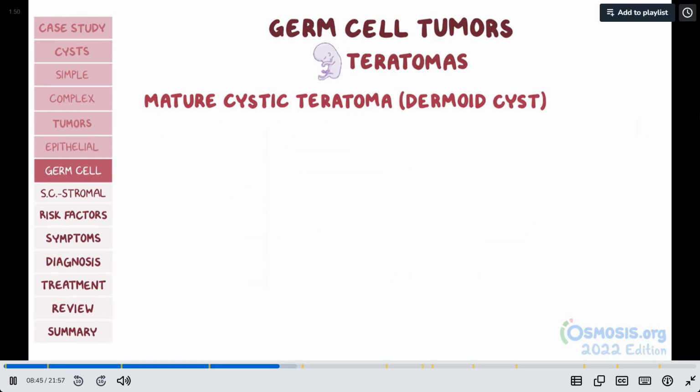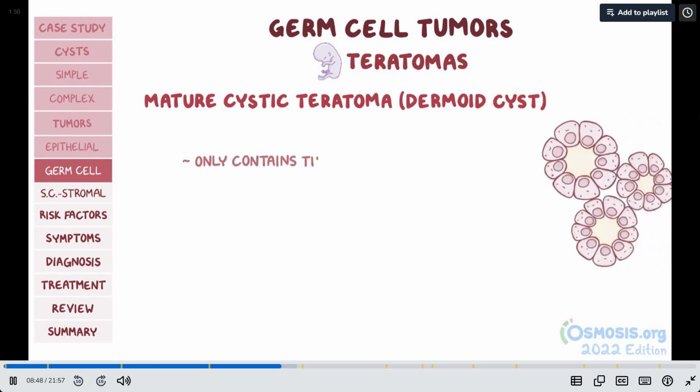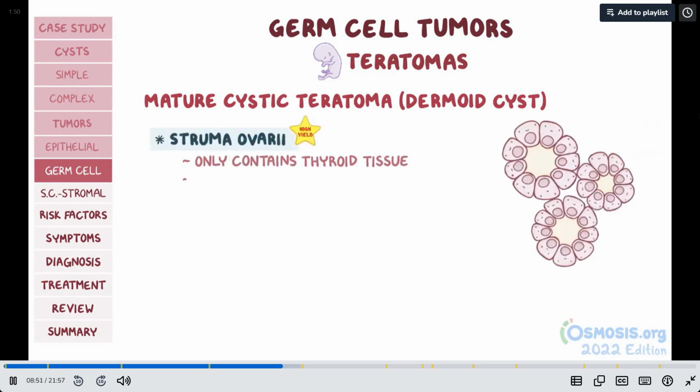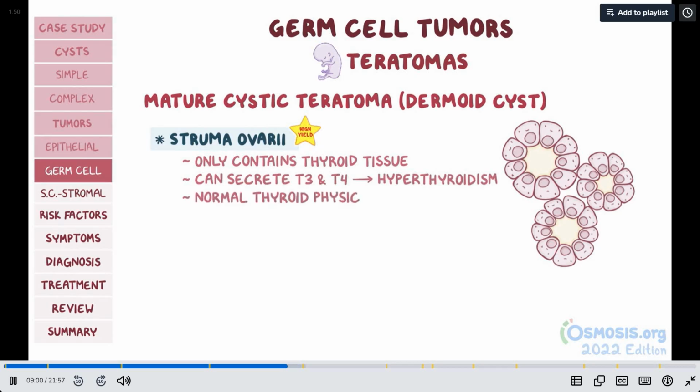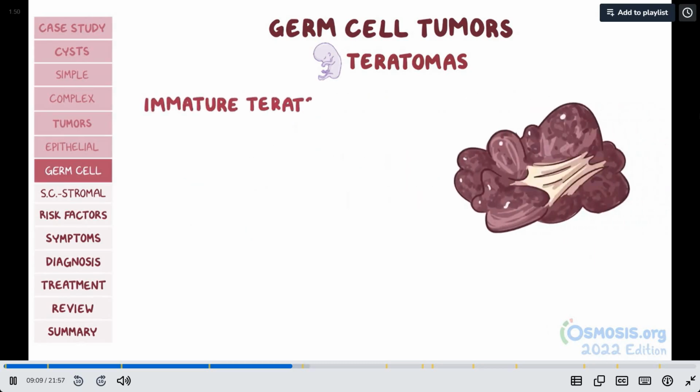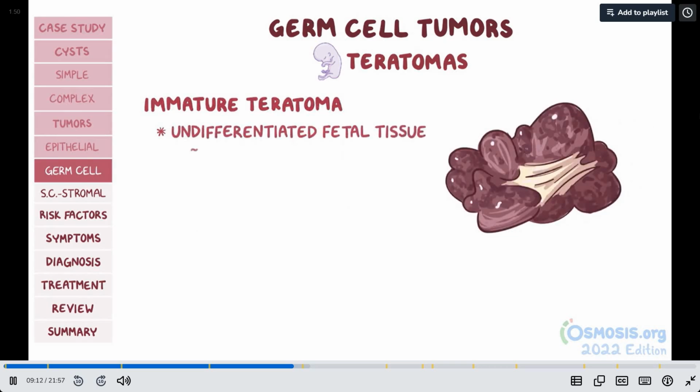A special, high-yield type of mature cystic teratoma that only contains thyroid tissue is called struma ovarii. These tumors can secrete T3 and T4, leading to hyperthyroidism. So if a question asks about a female with hyperthyroidism, normal thyroid physical examination, low TSH, and an ovarian mass, think of struma ovarii.